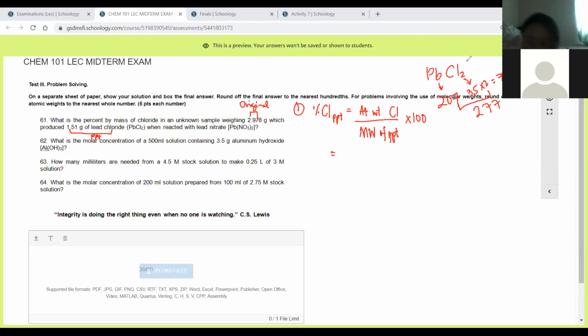But since ang chloride dyan ay dalawa, I think nung nag-check ako, meron pa rin akong nakita na isang chloride lang yung in-account for the precipitate, na dalawang atom yan siya. So you should have used 70 here divided by 277 times 100. So 70 divided by 277 is 0.252707581 times 100 is 25.27%.